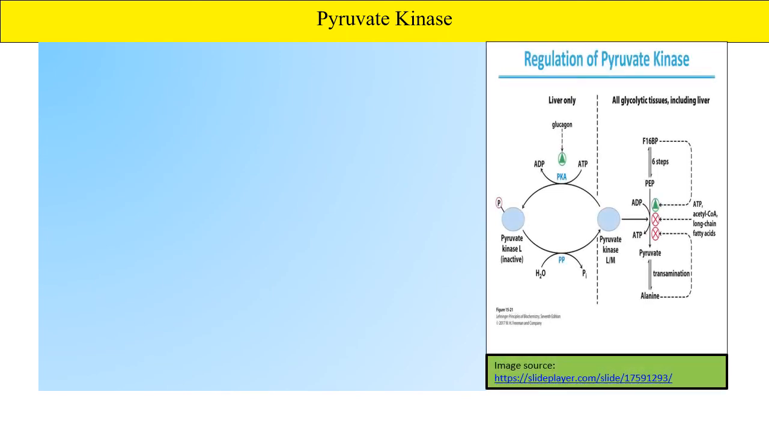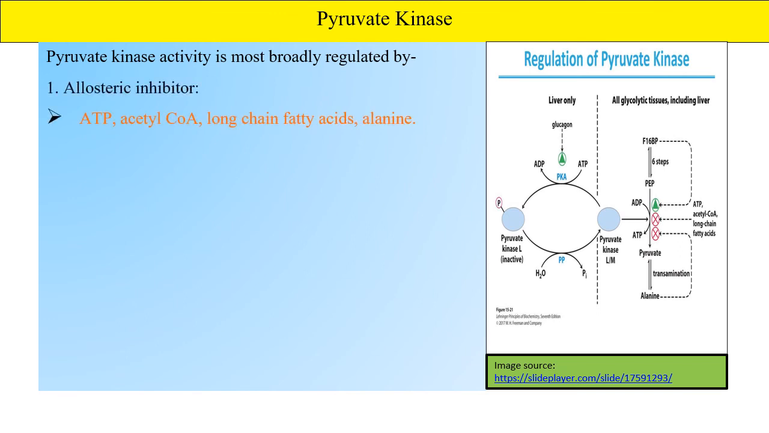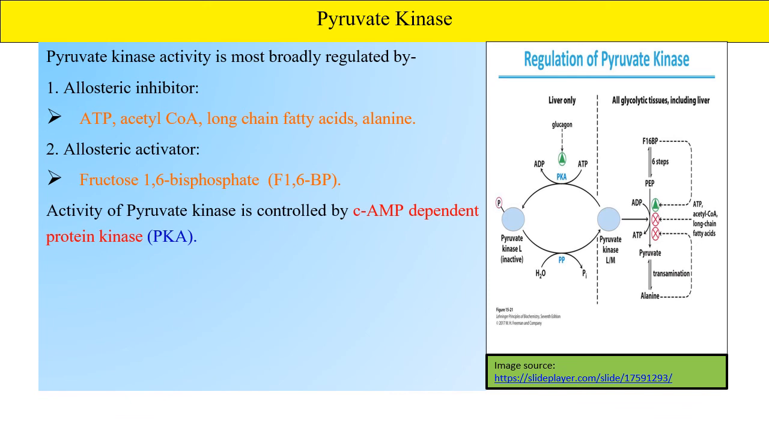Regulation of pyruvate kinase. Pyruvate kinase activity is broadly regulated by allosteric inhibitors, allosteric activators, and hormonal control. Pyruvate kinase is allosterically inhibited by ATP, acetyl coenzyme A, long chain fatty acids, and alanine. The allosteric activator is fructose 1,6-bisphosphate. Fructose 1,6-bisphosphate binds to the allosteric binding site of pyruvate kinase and causes activation by changing its configuration. Pyruvate kinase is active in the dephosphorylated state and inactive in the phosphorylated state. Inactivation of pyruvate kinase is brought about by cAMP-dependent protein kinase, that is, protein kinase A.